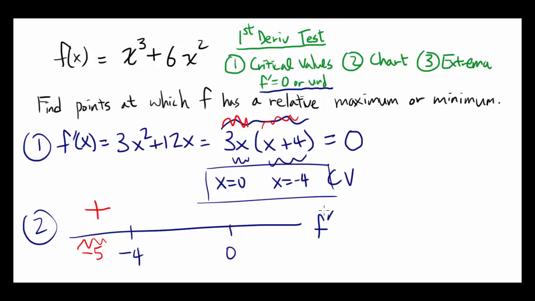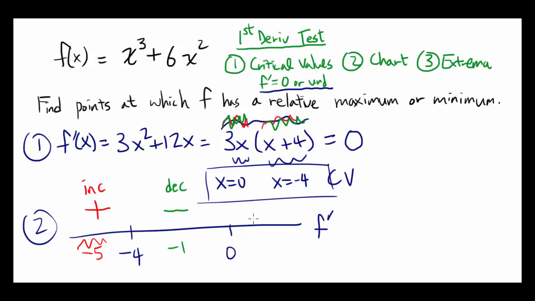And because f prime is positive to the left of negative 4, f is increasing to the left of negative 4. Now what's happening in between negative 4 and 0? Well, let's pick a value in between negative 4 and 0. Let's say negative 1. Plugging negative 1 into f prime, we have negative times positive, which means this thing is going to be negative. And because f prime is negative, or the slope is negative, f has to be decreasing in between negative 4 and 0.